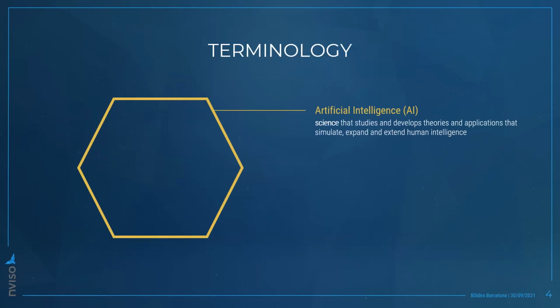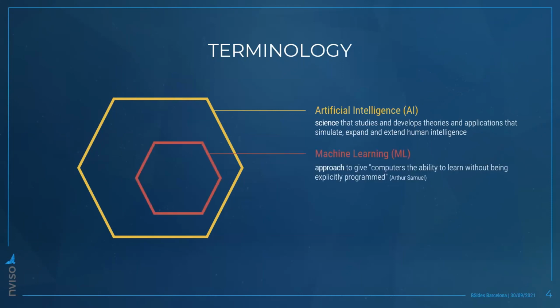There are terms like artificial intelligence, machine learning, deep learning flowing around, and often used interchangeably, although they aren't exactly the same thing. Artificial intelligence is actually the broad field and study of simulating human intelligence, while machine learning is a subset of it, an approach to enable computers to make decisions on their own and do things they were not explicitly programmed to do.